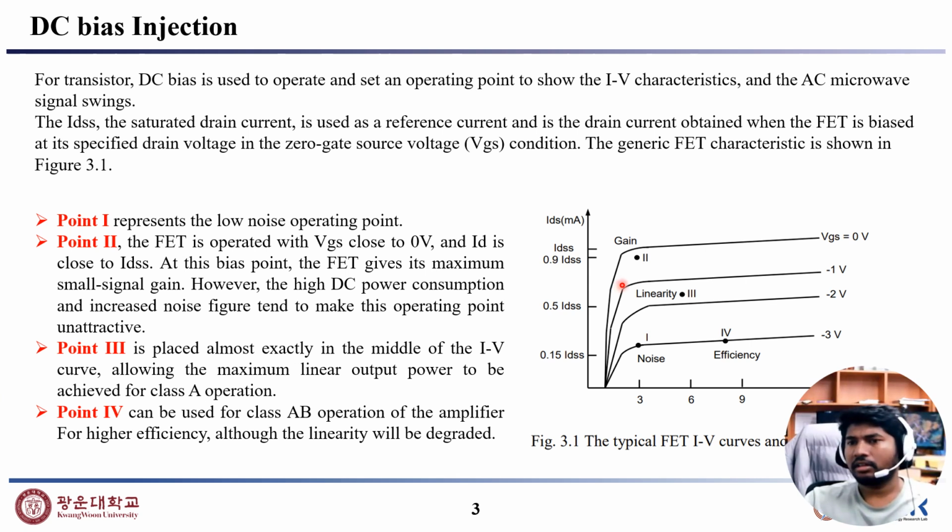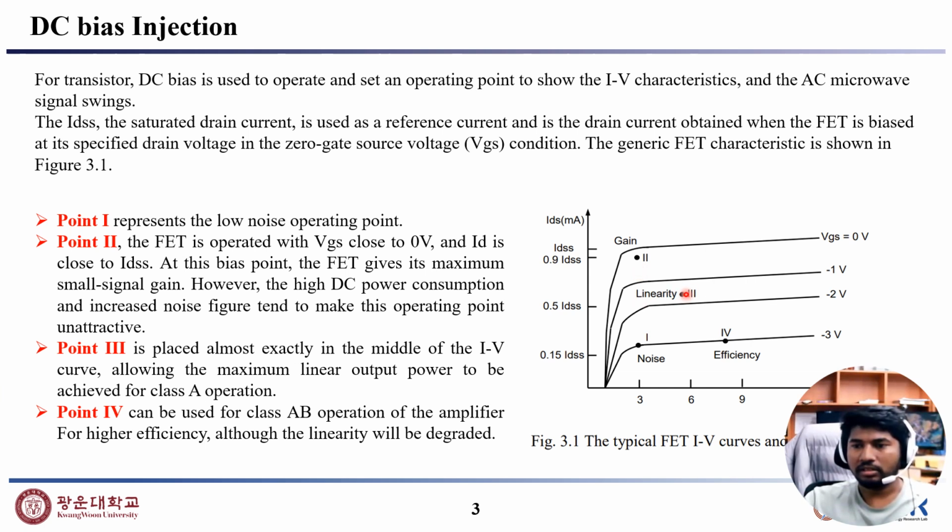And the generic FET characteristics are shown in this figure. Here you can see 4 points. The first point represents the low noise operating point, and the second point represents the FET operated with VGS close to 0 volt, and ID is close to IDSS. At this bias point, the FET gives its maximum small signal gain. However, the DC power consumption and increased noise figure tend to make this operating point unattractive.